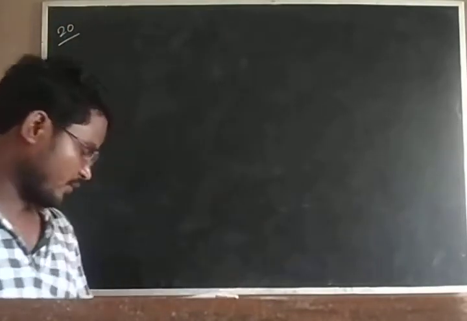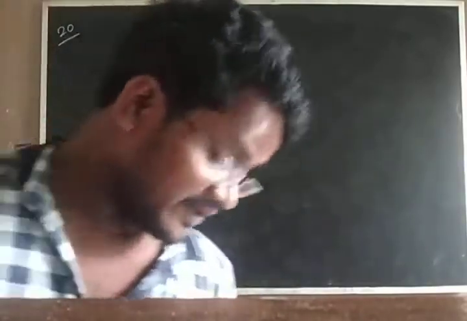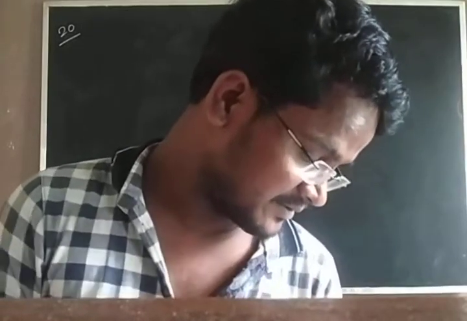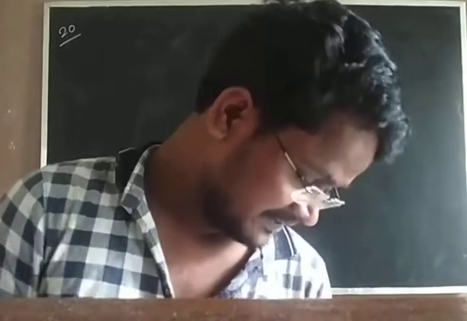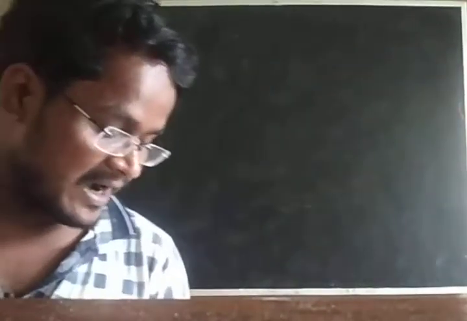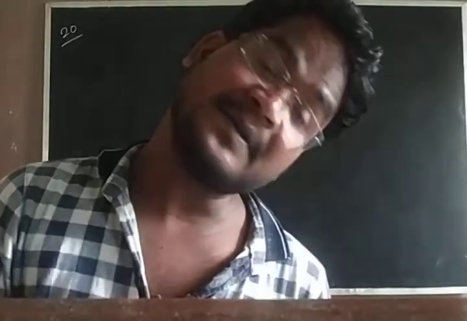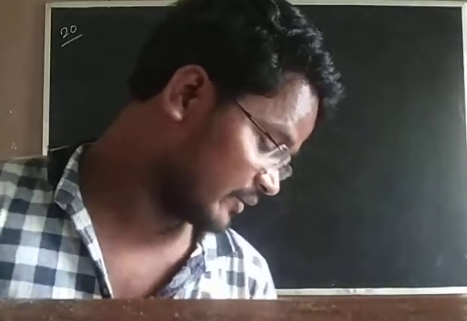Pratibha reduced her weight by 15%. Pratibha reduced her weight by 15% by doing gym, okay, or by stopping eating. If now her weight is 59.5 kg, even after the 15% weight reduction, it is 59.5 kg. What was her earlier weight?